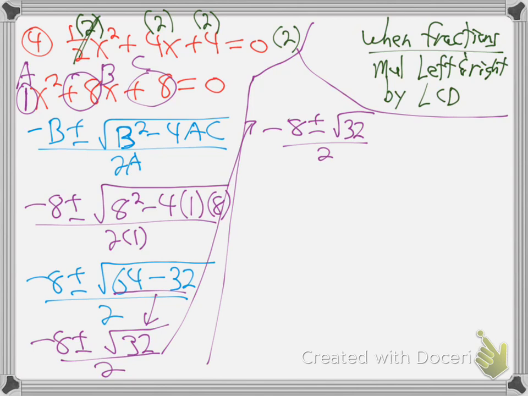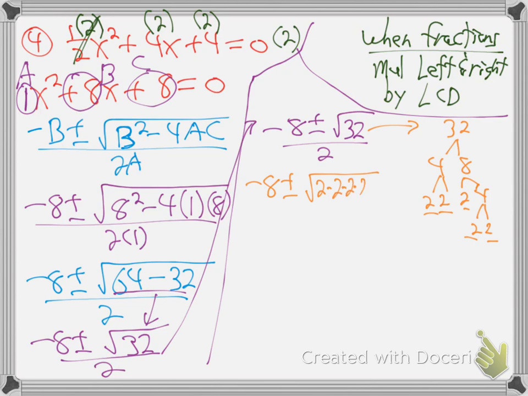So break down that 32. Bring it over here. 32 is 4 times 8. 2 times 2, 2 times 4, 2 times 2. 1, 2, 3, 4, 5 2's. So that's negative 8 plus or minus the square root of 5 2's, which is the 32.